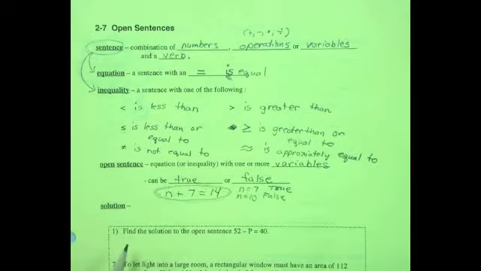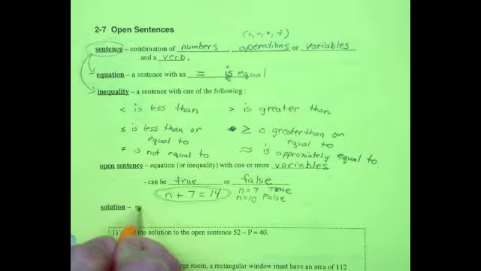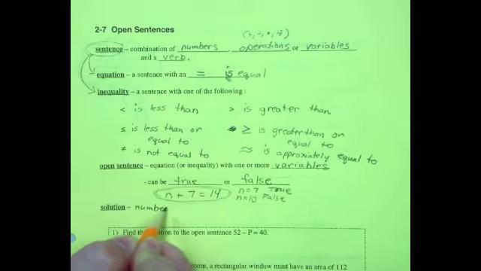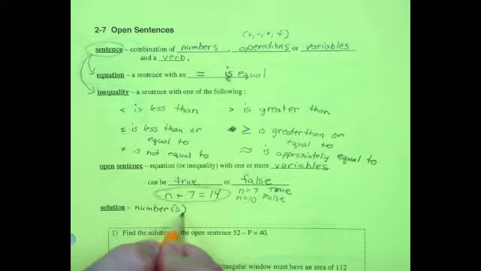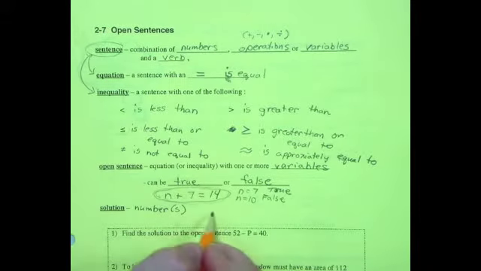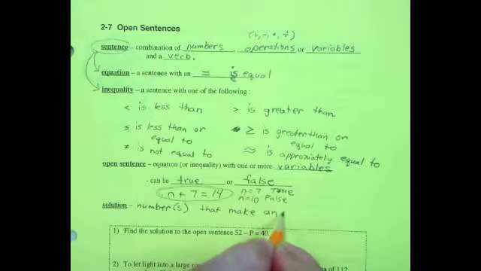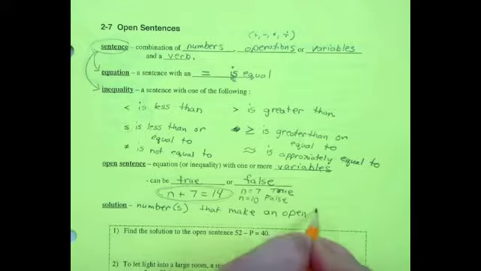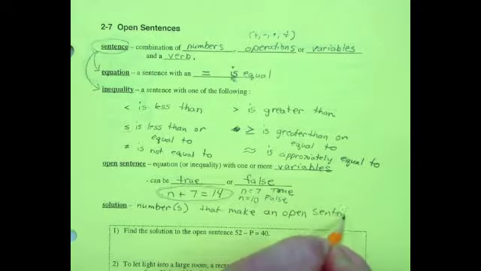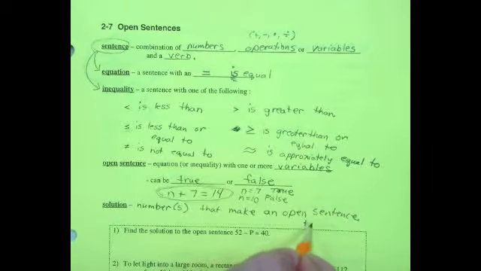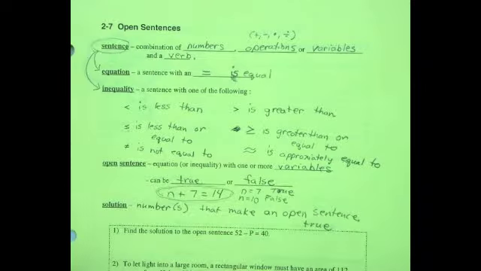Solution is our last vocabulary word today. A solution is a number, or it could be numbers, could be more than one, that make an open sentence true. So the number that makes it a true statement is considered the solution.